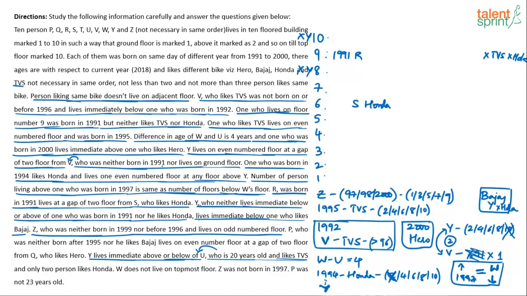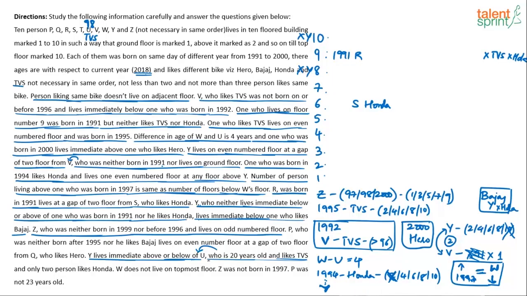So first of all, let's talk about U. U is 20 years old. So U was born in which year? In 2018, if somebody is 20 years old, that person should have been born in 98. Can I conclude that U was born in 98? Yes. Let me write it down. Why am I saying 98? Because it says U is 20 years old, and in 2018 that means U was born in 98. And U likes TVS. I'll write it down here itself because I don't have space there. So U was born in 98 and likes TVS.